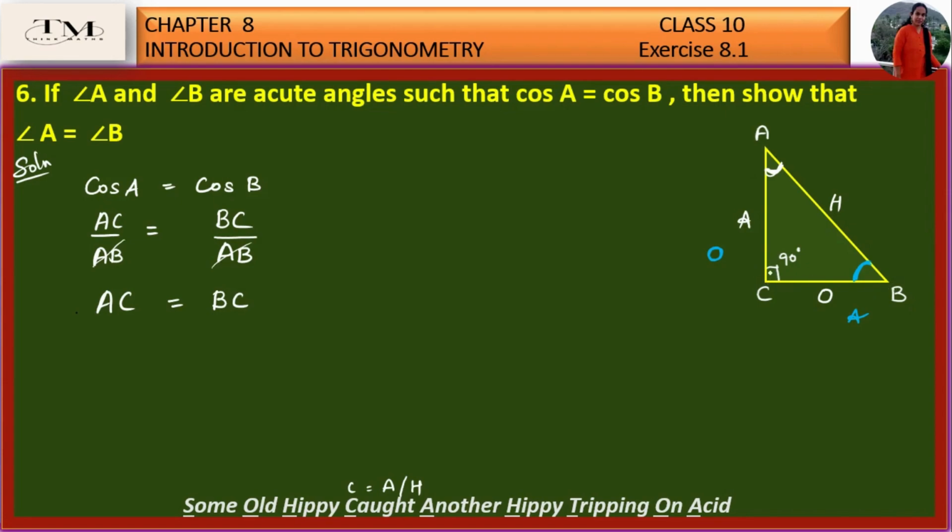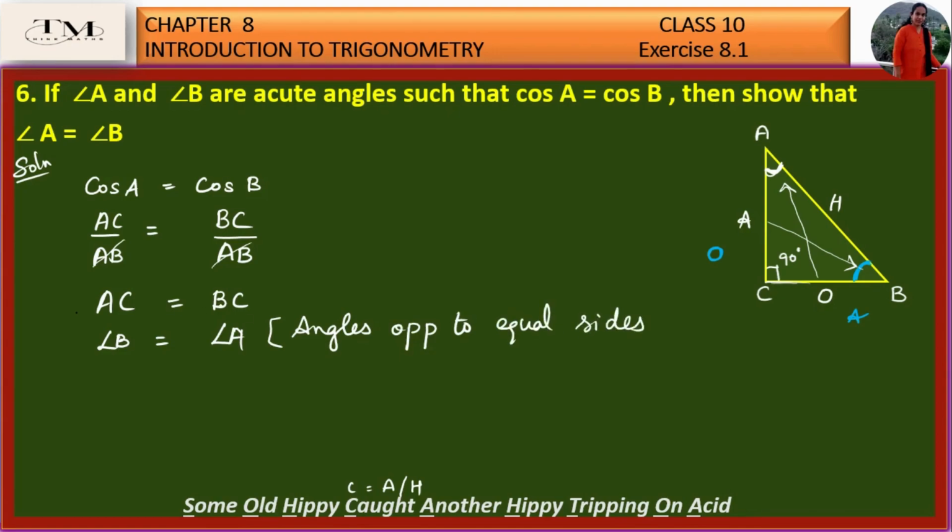So we know that angles opposite to equal sides are equal. What is the angle opposite to AC? So this is AC, so opposite to AC is angle B. Where is BC? BC is here. Opposite to BC is angle A. So the reason is angles opposite to equal sides. Which sides are equal? AC and BC are equal. So their opposite angles, angle B and angle A, will be equal.